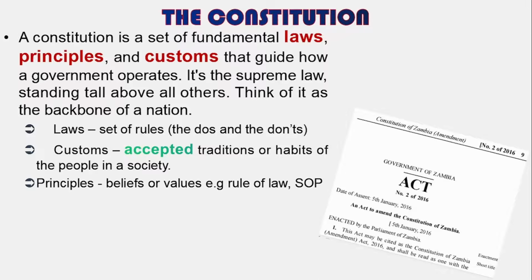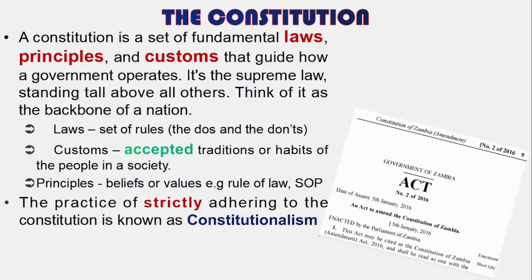Then the last one that we have is principles. Now, these are beliefs and values. For example, the rule of law and the separation of powers. Those are some principles that you're going to find. So, laws, customs, and principles that guide how a government operates. Now, remember that this Constitution is something that a society gives to itself. They choose on how this Constitution is going to be implemented.